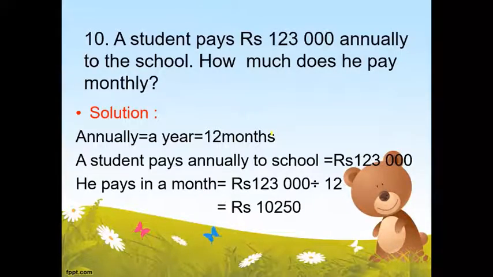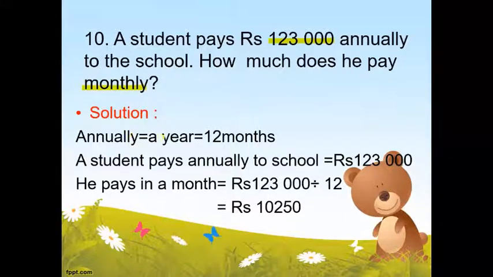Question number 10 is a student pays rupees 123,000 annually to the school. How much does he pay monthly? Now here you can see that this is the annual, this rupees 1,023,000 is the annual fees of a student. Means he is paying this in 12 months. And we want to find that how much he pays monthly. We want to calculate about his 1 month fee.